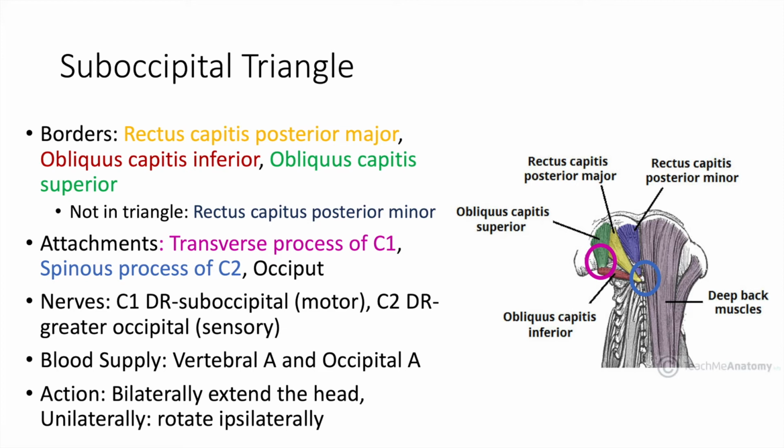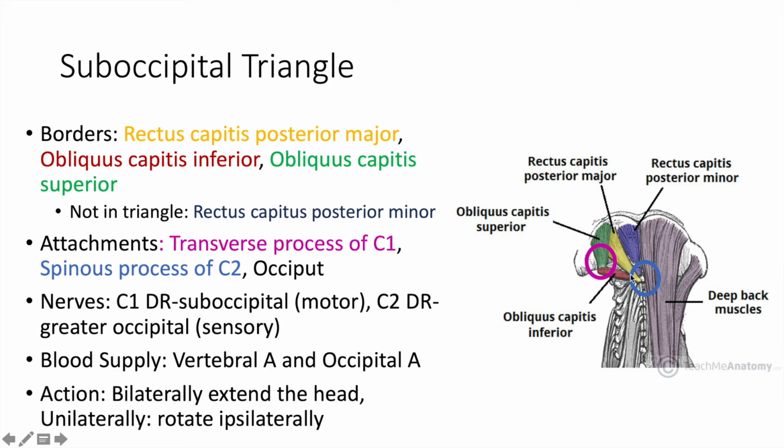The suboccipital triangle is in our neck. The borders are rectus capitis posterior major, obliquus capitis inferior, and obliquus capitis superior. And you can see these. The one that's not in our triangle is rectus capitis posterior minor. It's over here. Usually attachment sites aren't too important, but these are. This would be the transverse process of C1, and that is where obliquus capitis superior and obliquus capitis inferior meet.